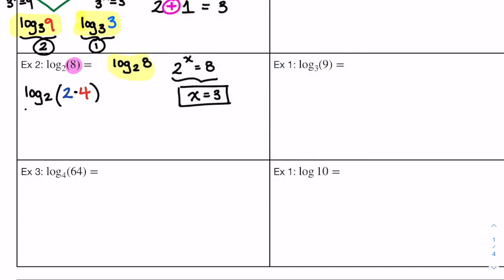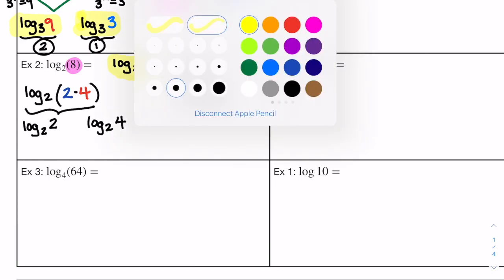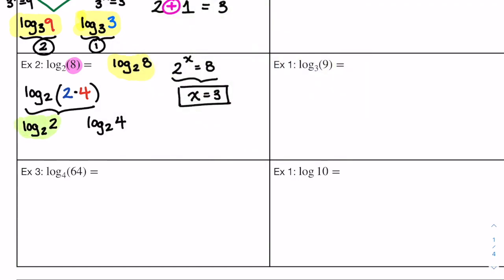Okay, so again, could we split this up into 2 logs? Let's see. So we can split this into log base 2 of 2 and log base 2 of 4. And again, these are pretty straightforward logs that we should be able to do separately. So log base 2 of 2. Well, again, this is just saying 2 to what power is 2? Well, 1, right? Anything to the first power is itself. And then this one is saying 2 to what power is 4, which is 2.